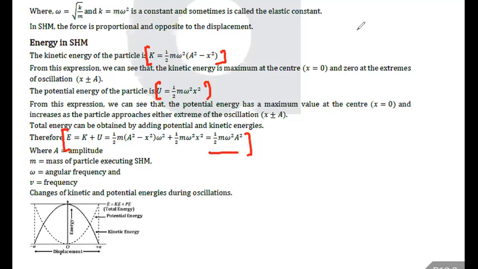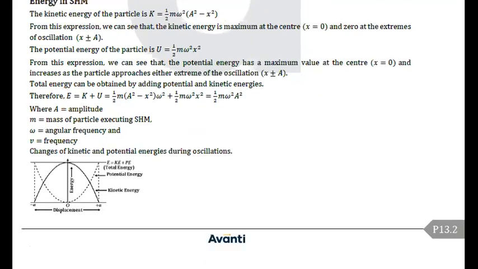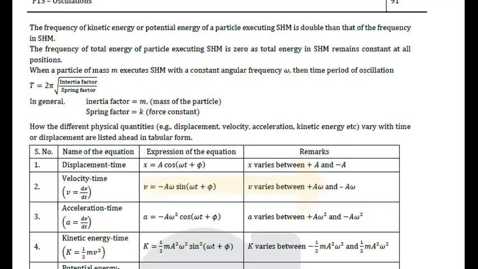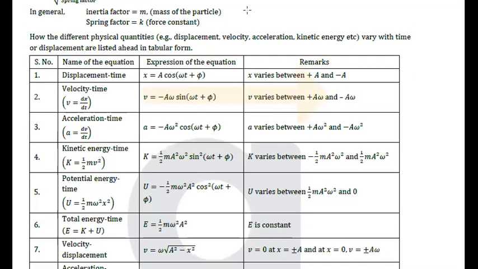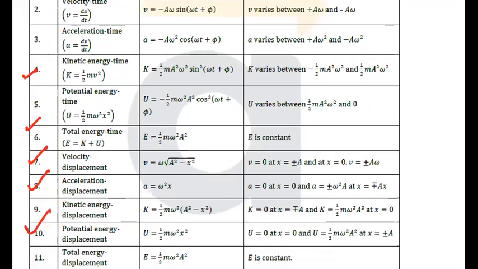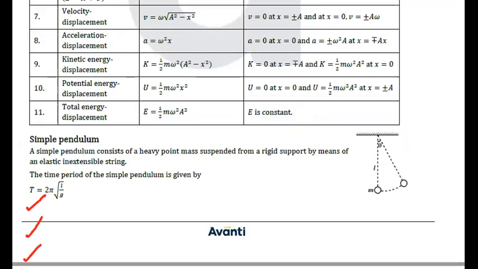Right? Now, after this, we talked about different types of forces. Before that, we talked about the velocity, the formula of acceleration, kinetic energy, potential energy, total energy. Velocity in terms of x, in terms of displacement, acceleration in terms of displacement, then kinetic energy in terms of displacement, potential energy in terms of displacement, and total energy, which is constant. Then we talked about the simple pendulum.